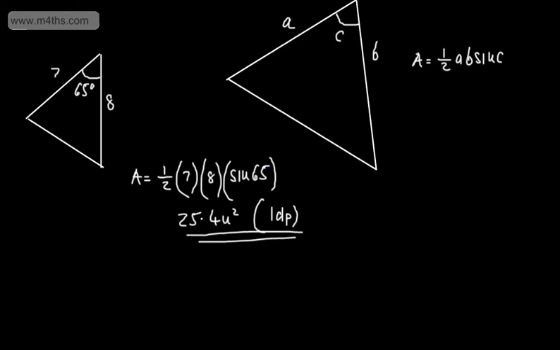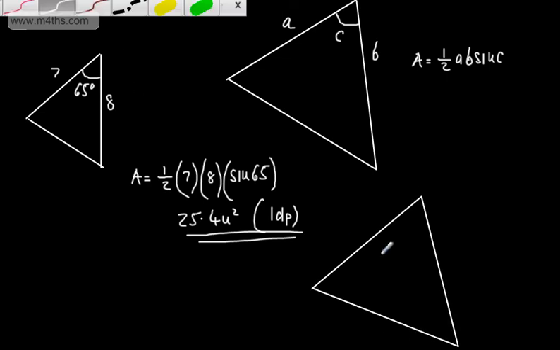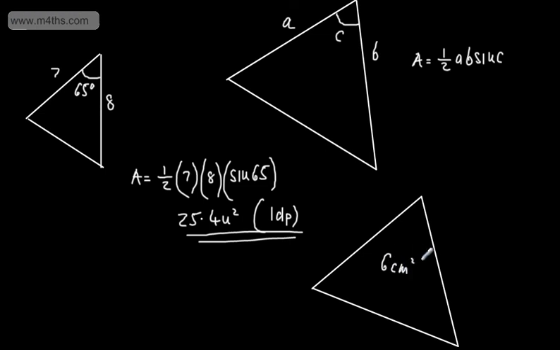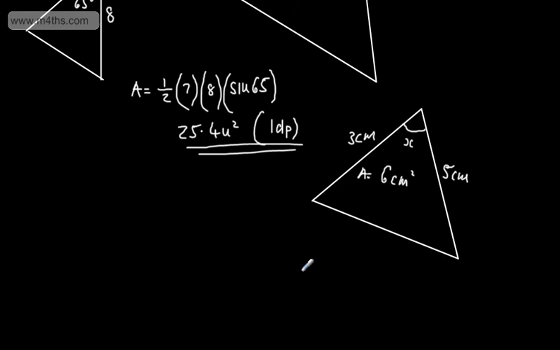Okay, let's say that we have now a triangle. Let's do another one, and we're told now that the area of this is going to be, let's say, 6 centimeters squared. We're going to have a side length now of 3 centimeters, a side length of 5 centimeters, and we want to find this missing angle, which I'm going to call x. So we're given the area this time. So all we need to do is set this up. So we can use 1/2 ab sin C.